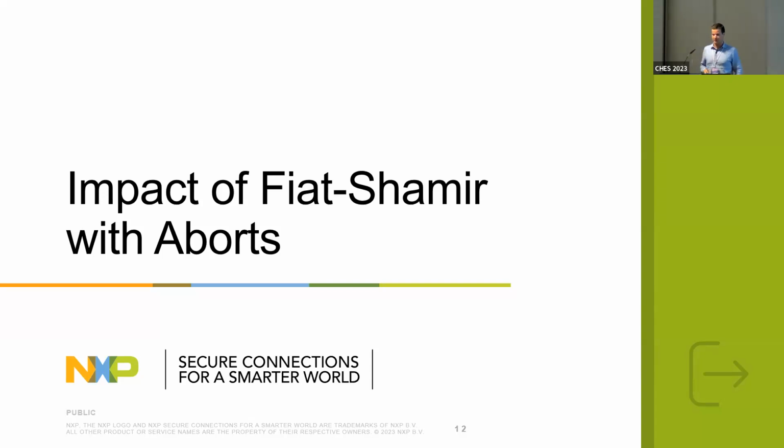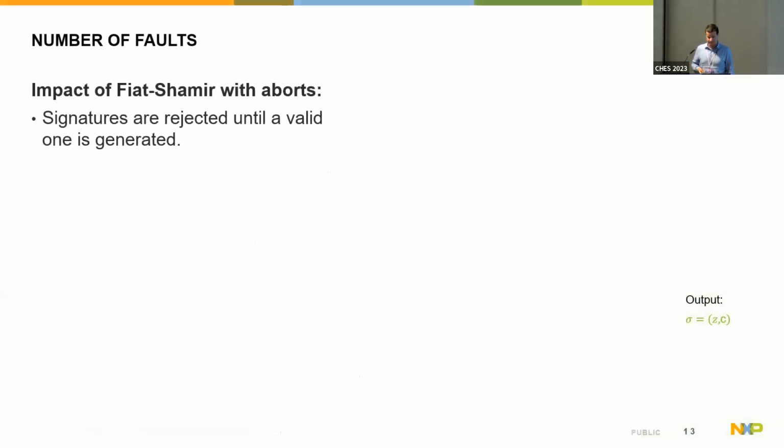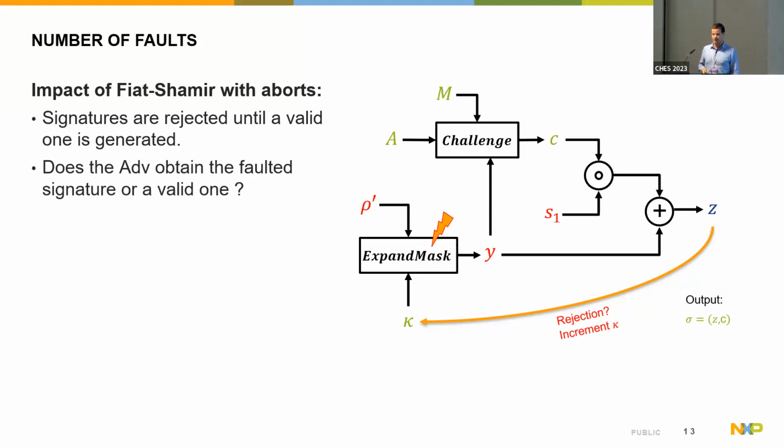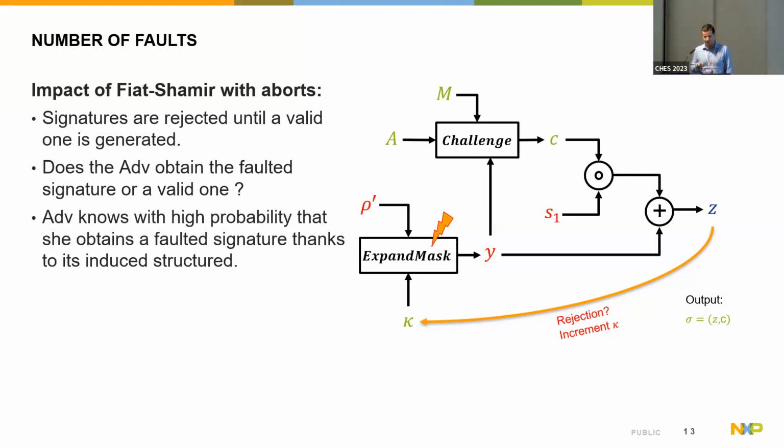But then Fiat-Shamir with aborts came into play. With Fiat-Shamir with aborts, you have a process that you repeat, and it continues until the signature is in the correct range. But as an adversary, you would like to insert a fault, and from that fault you would like to get the faulty signature, of course, because otherwise you just get a legit signature if the fault is not reached during that iteration.